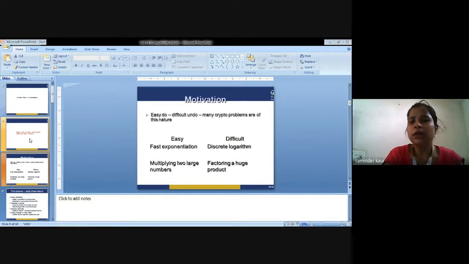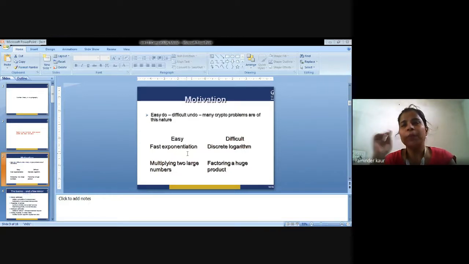So the first term is motivation. What is motivation in concern to number theory? Easy to do and difficult to do. So what is easy to do and what is difficult to do in cryptography with the help of number theory? It is fast exponentiation. Fast exponentiation means, to say, 2 raised to power 10, 2 raised to power 20, 2 raised to power 40. In this way it is used so that our data could be secured.